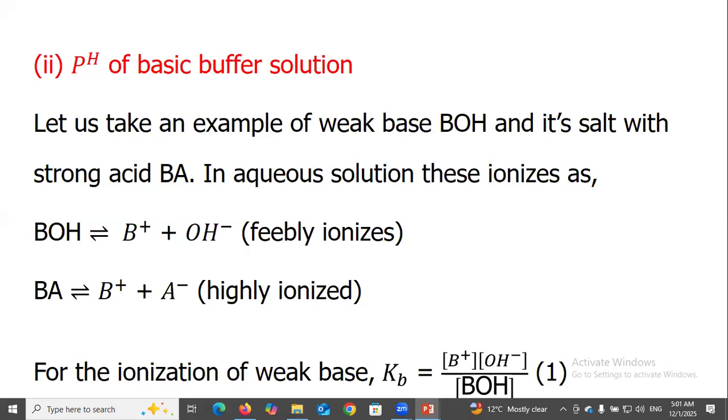pH of basic buffer solution. Let us take an example of a weak base BOH and its salt with a strong acid, BA. In aqueous solution, BOH is weakly ionized into B+ and OH-, and BA is highly ionized into B+ and A-.